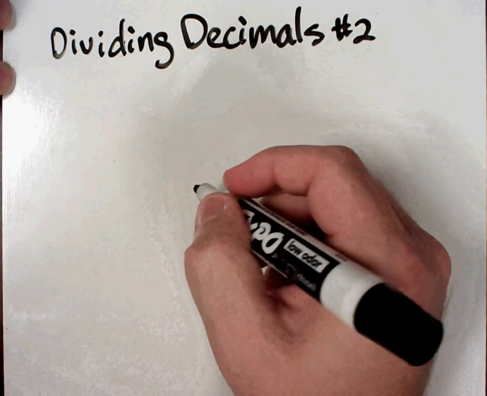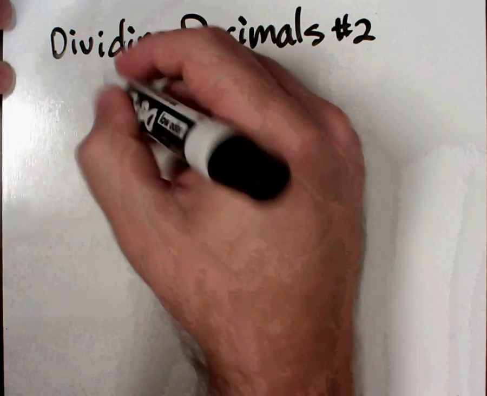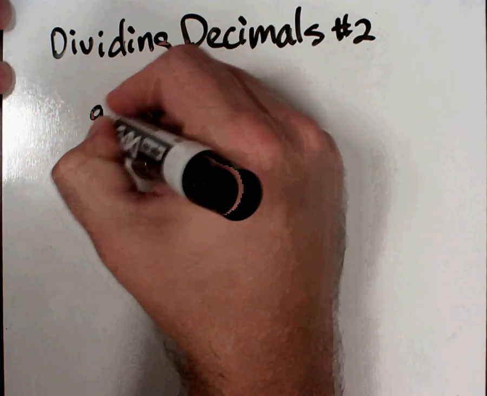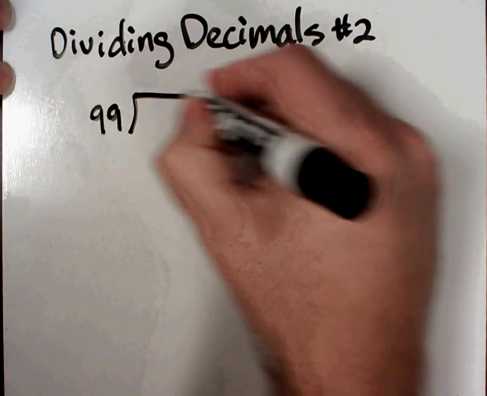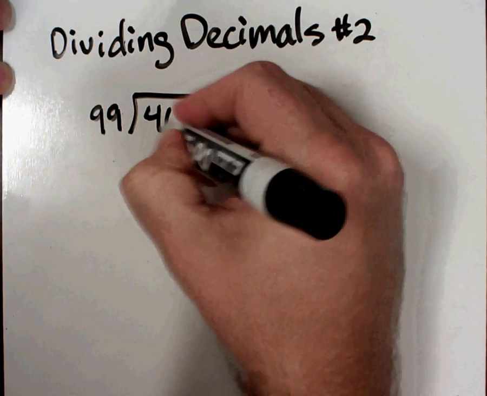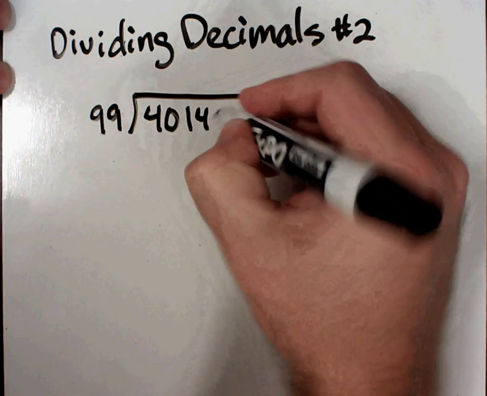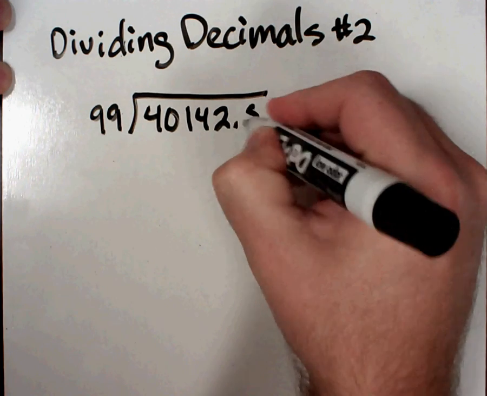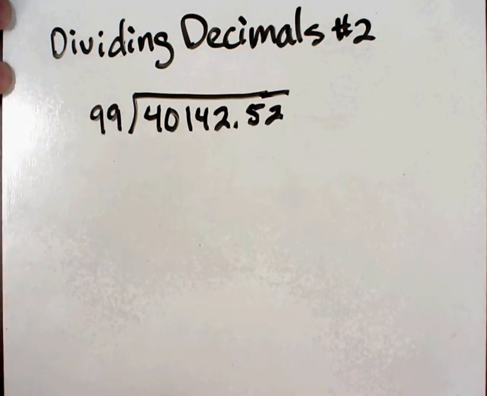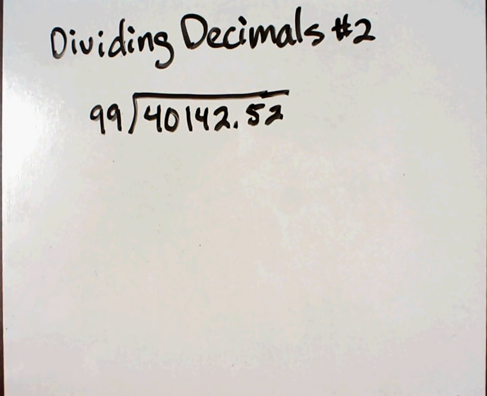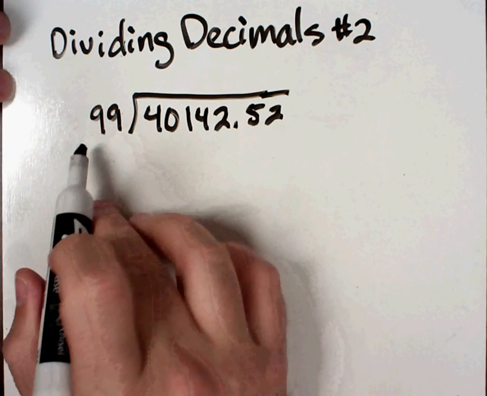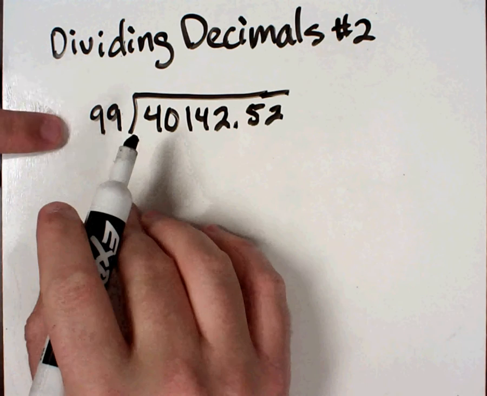All right. So if you're following along with the companion assignment, we are going to start out at the top of the page and do the first 3. And we're going to start out with 40,142 and 52 hundredths divided by 99. Now when we're doing a 2-digit divisor, and 99 is a great one to start with.